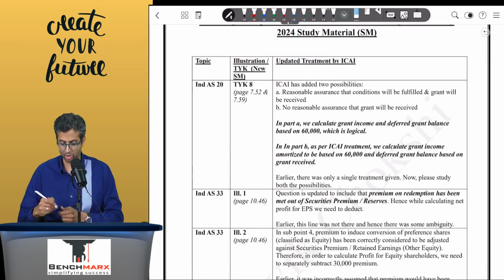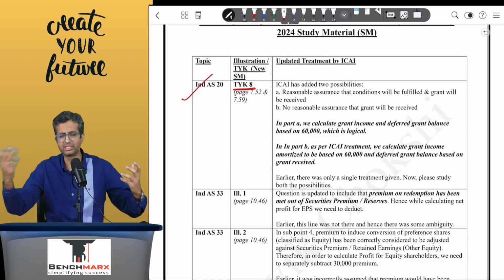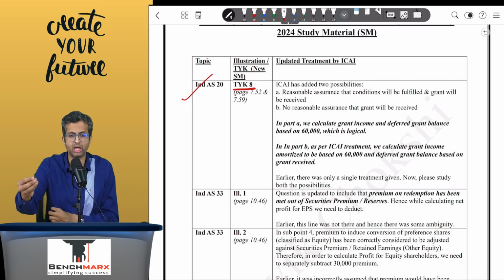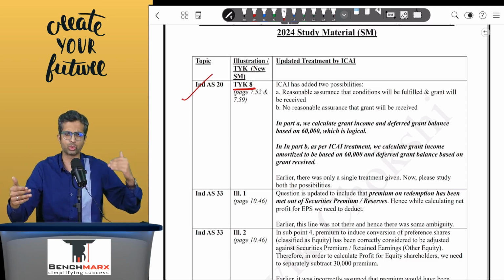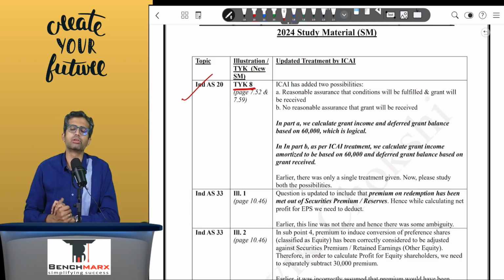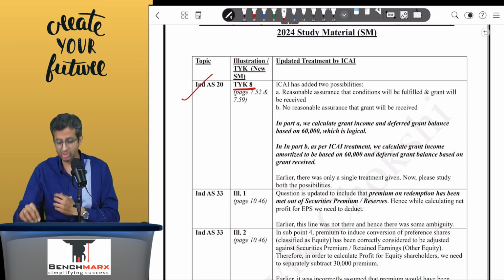In case of government grants, there's a fairly interesting and important question which was there in the study material, Test Your Knowledge 8. I think in our books it was question 9 or so. In this question, you had a government grant of 60,000 rupees, which was receivable 40,000 now, then 10,000 in each of the years, and there was a certain treatment prescribed by the earlier study material. Now, what has the institute done? We have just explained that.